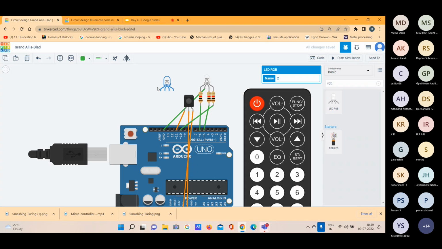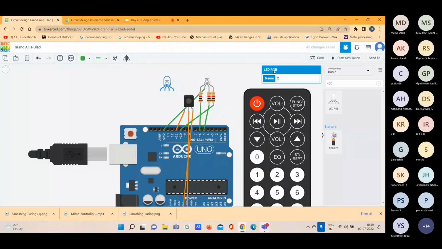255 means max intensity, 0 means no intensity. And for each color there will be 0 to 255, 0 to 255, 0 to 255. So you can frame 255 multiplied by 255 multiplied by 255 colors on one single RGB LED.